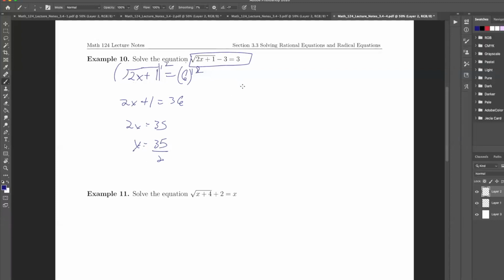And now I have to check it, right? So here's the check step. And the check step should just instantly show that this is the correct answer. I have 2 times 35 over 2 plus 1. Does that equal, or minus 3 equals 3, right? Might as well check it all the way at the beginning. Here, 2 divided by 2 just leaves 35. 35 plus 1 is 36. The square root of 36 is 6. 6 minus 3 is 3. So it works out.